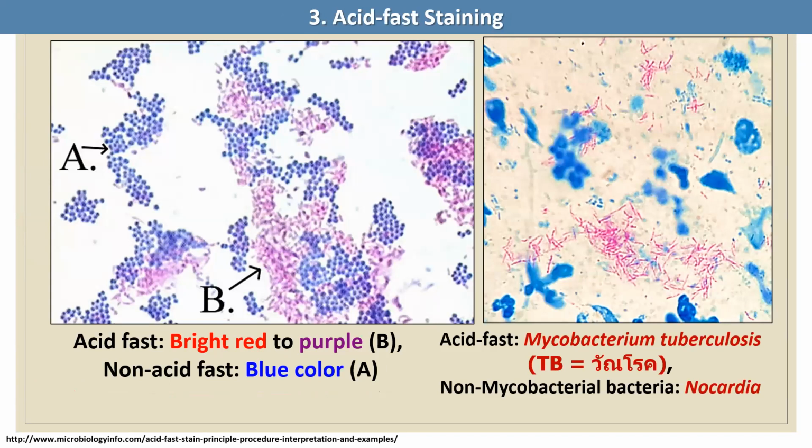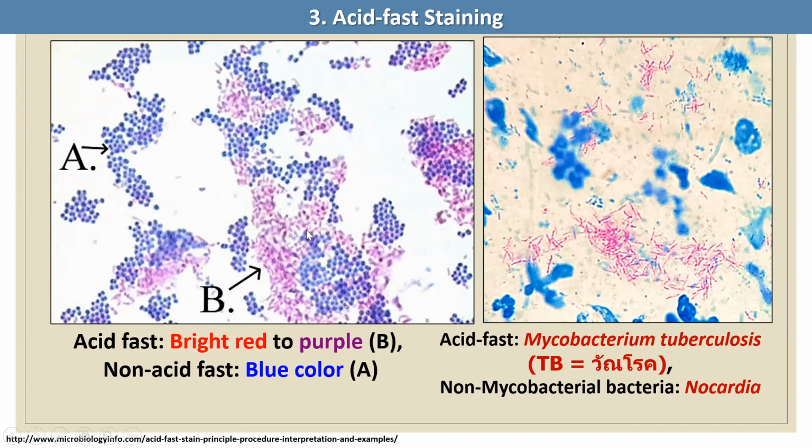Acid-fast staining. Acid-fast staining is a dyeing technique used to detect bacteria that cause tuberculosis. Mycobacterium tuberculosis is stained with the red color of the carbolfuchsin, while other bacteria and cells are stained with methylene blue, as shown in the picture.